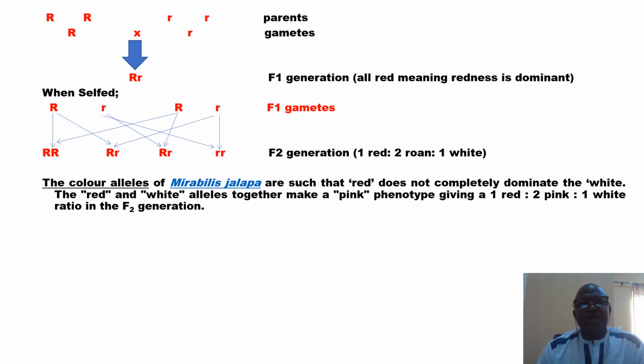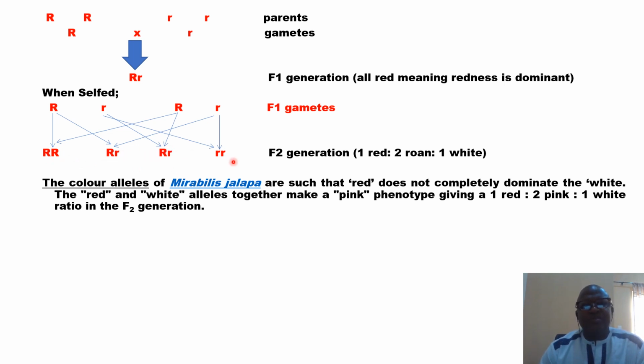To show it diagrammatically, these are the parental gametes. So in the F1 generation, all will be red. This is signifying that redness is actually dominant over whiteness. Now, when we selfed the F1 individual, these are the gametes produced, and this is what we get in the F2 generation. We have one that is red, two of them will be roan in color, and one will be white.